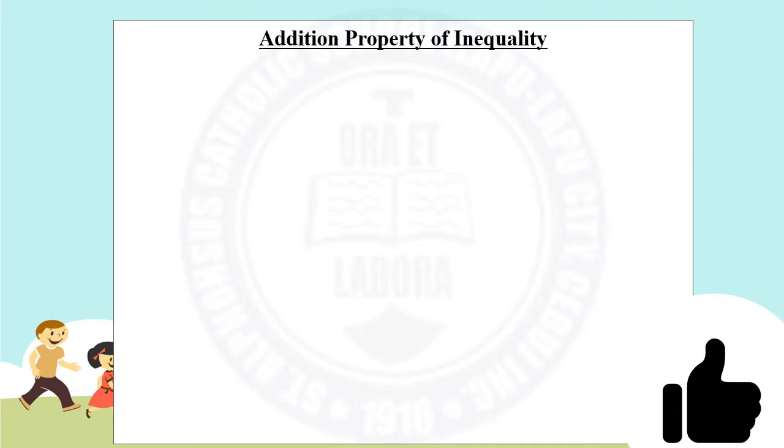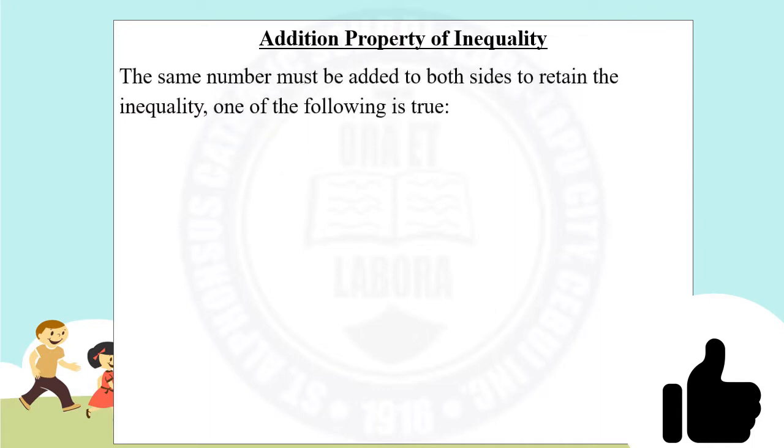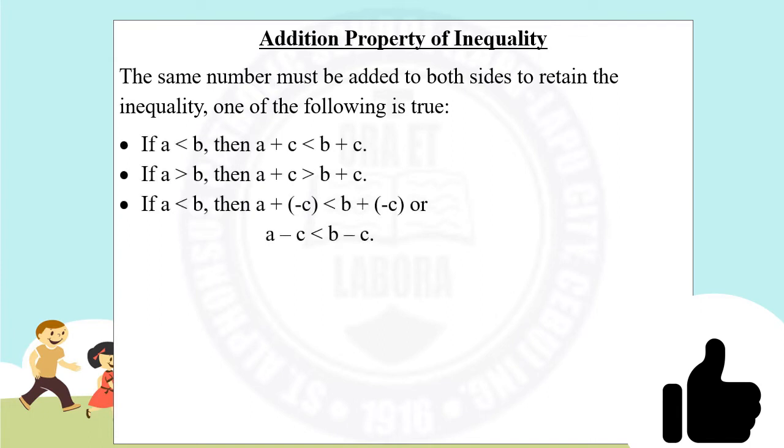Addition property of inequality. The same number must be added to both sides to retain the inequality. One of the following is true. If a less than b, then a plus c less than b plus c. So this is a less than b. So positive or plus c is added to the left side, then it is also added to the right side to make it balanced. If a greater than b, so we add plus c to the left side, then it is also added to the right side.